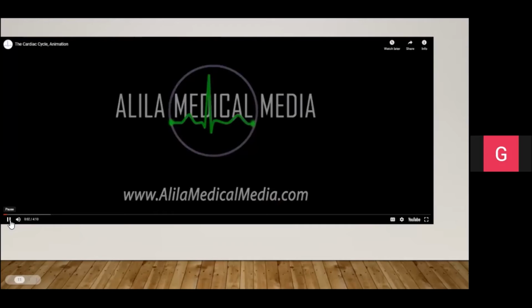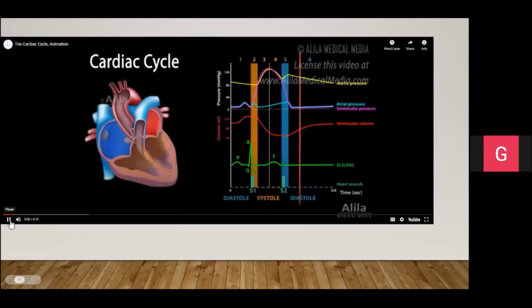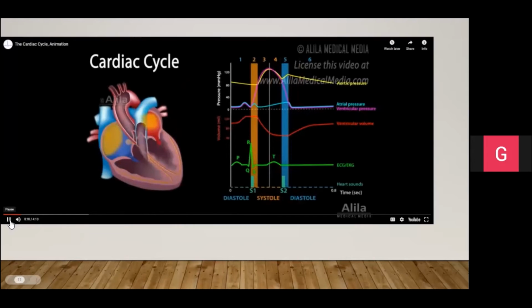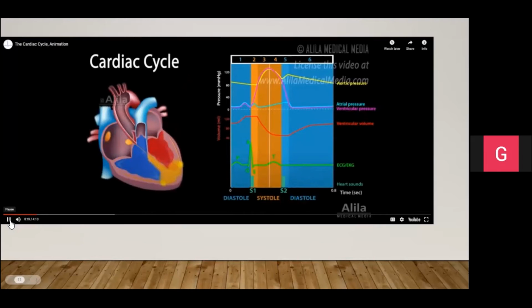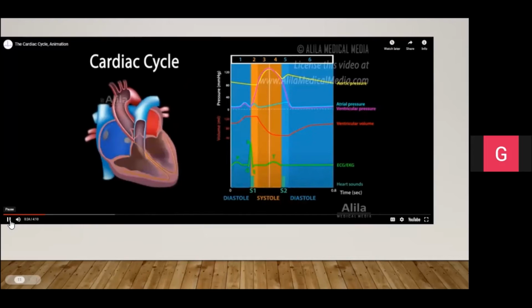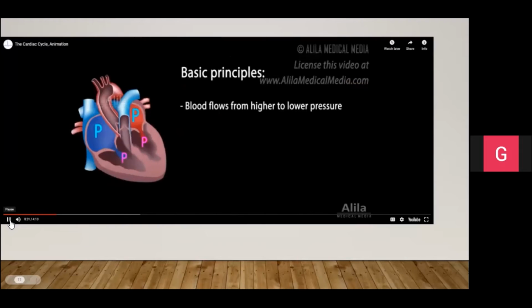Cardiac cycle refers to the sequence of events that occur and repeat with every heartbeat. It can be divided into two major phases, systole and diastole, each of which subdivides into several smaller phases. Systole and diastole, when not specified otherwise, refer to ventricular contraction and relaxation, respectively. Reminders: blood flows from higher to lower pressure.